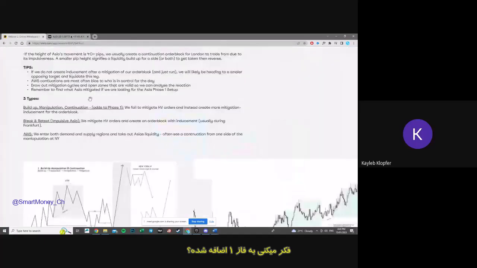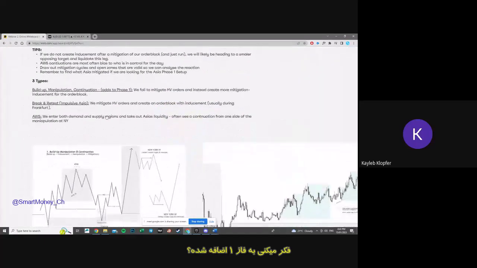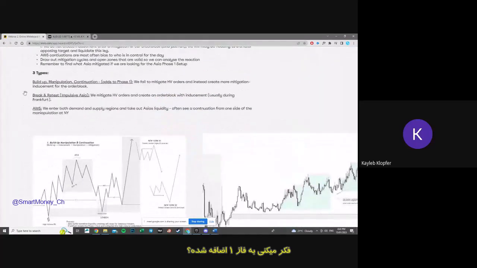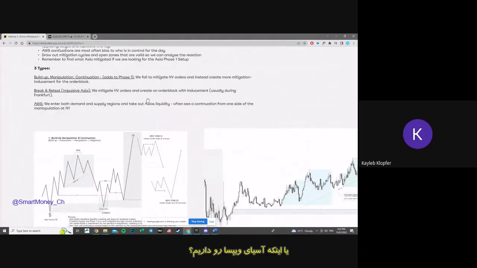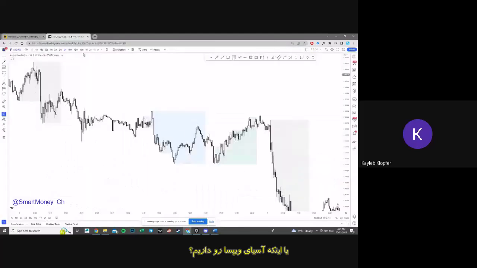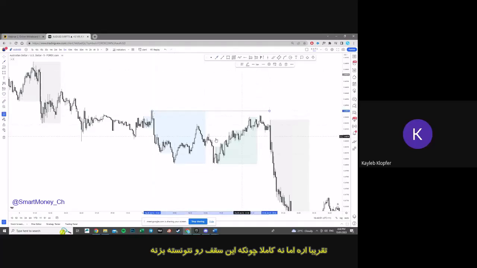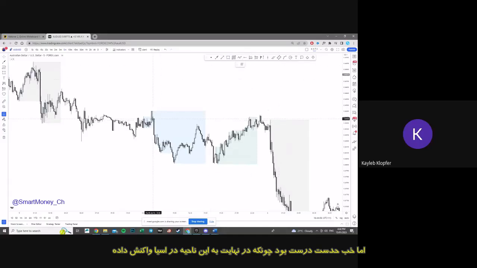Did it add to phase 1? Did it break a retest, which is impulsive Asia, so mitigated high volume orders, created an order block, or did it Asia whipsaw? Let's see. It looks like whipsaw to me. Nearly, yeah, it does, but it's nearly whipsaw, but it didn't take that high. But you're on the right page because essentially we reacted very nicely from Asia, just like that.